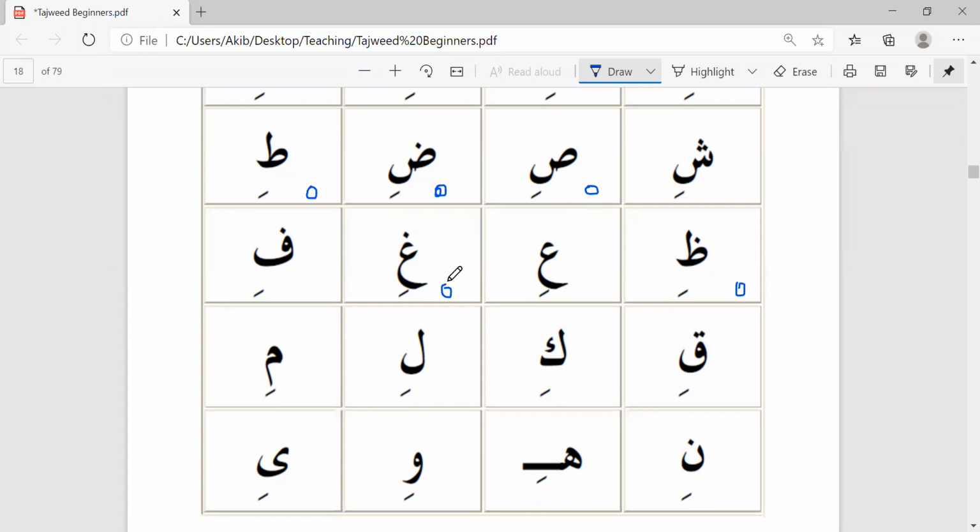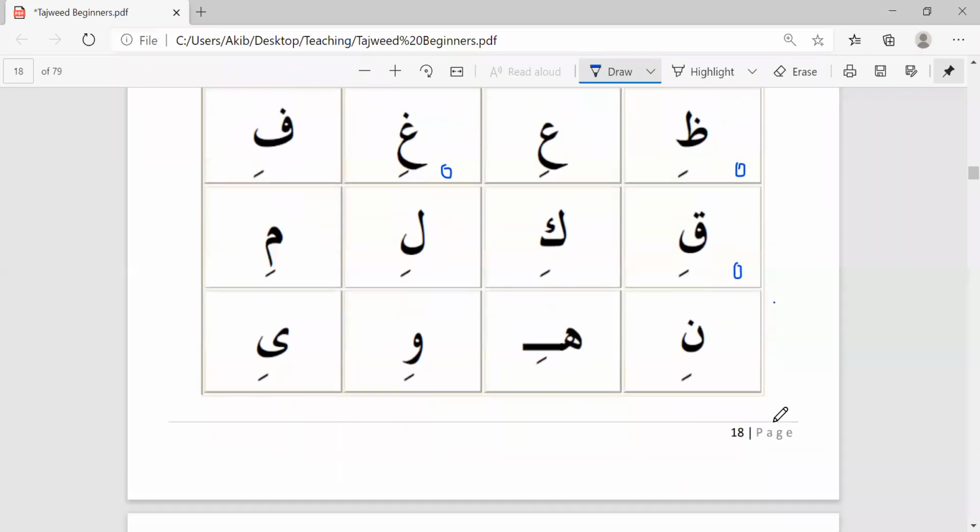Very similar to Kha. The letter Fa is going to be fi, fi. The letter Qaf, the last heavy letter, is going to be qi, qi. And again, this is from the back end of the mouth and not the throat. The letter Kaf is going to be ki, ki. Lam is going to be li, li. Mim will be mi, mi. Noon is going to be ni, ni.